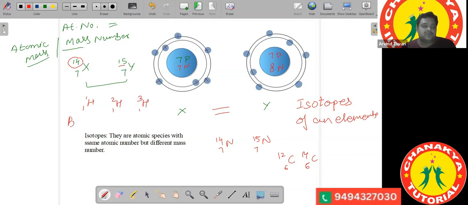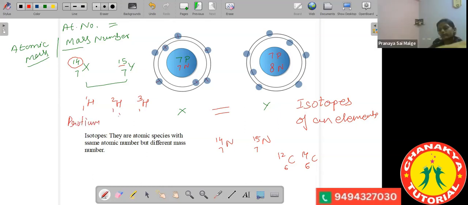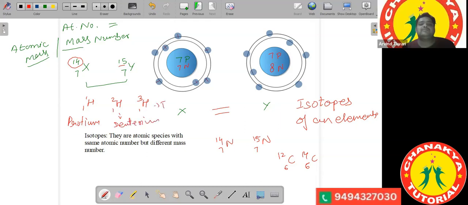This one is called protium. This one is deuterium. And this one is tritium. So you have protium, deuterium, and tritium. These are the three isotopes of hydrogen.